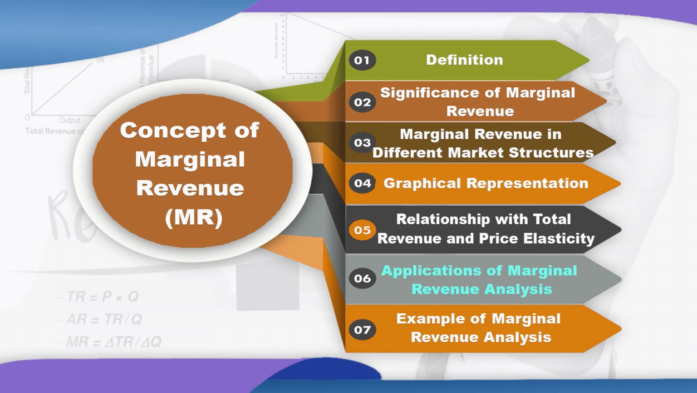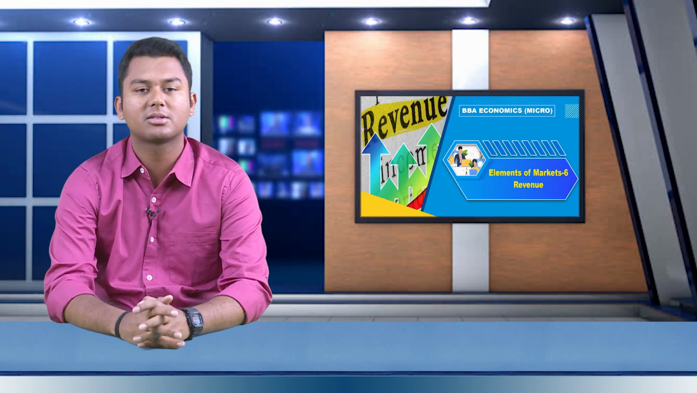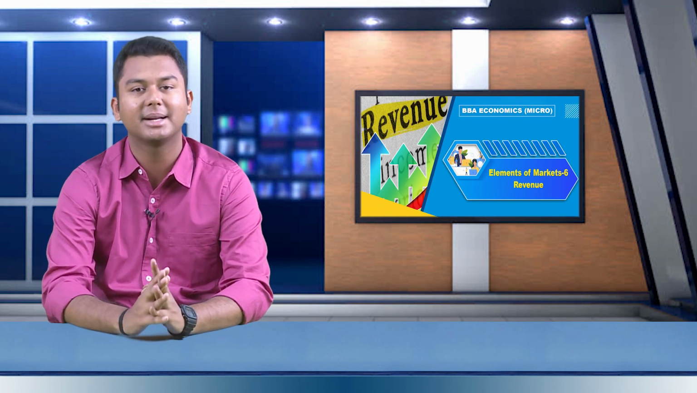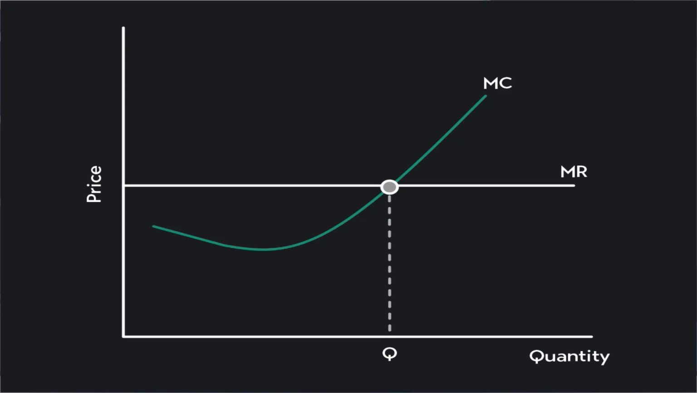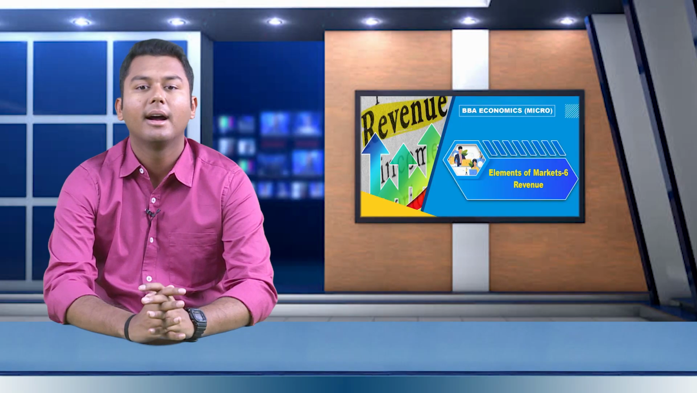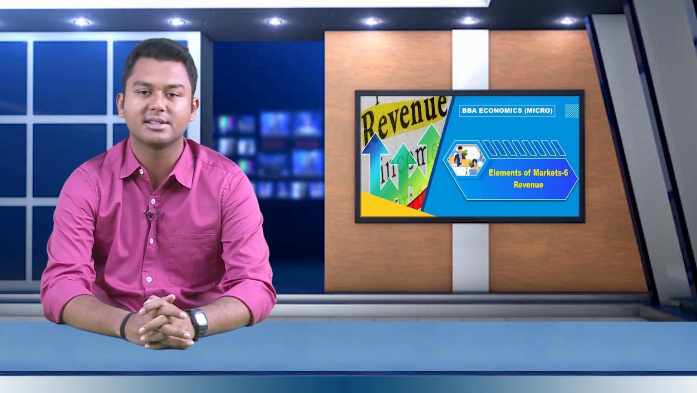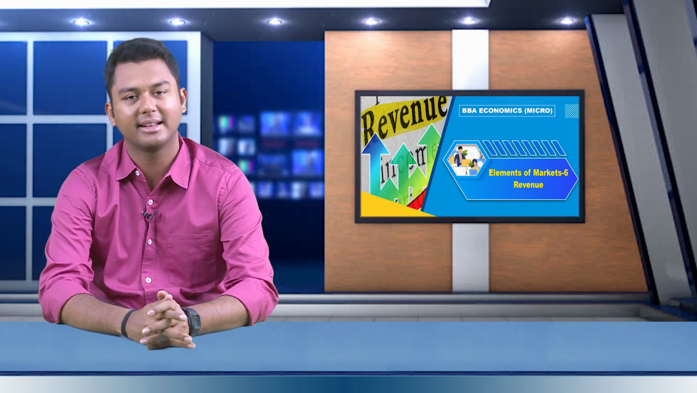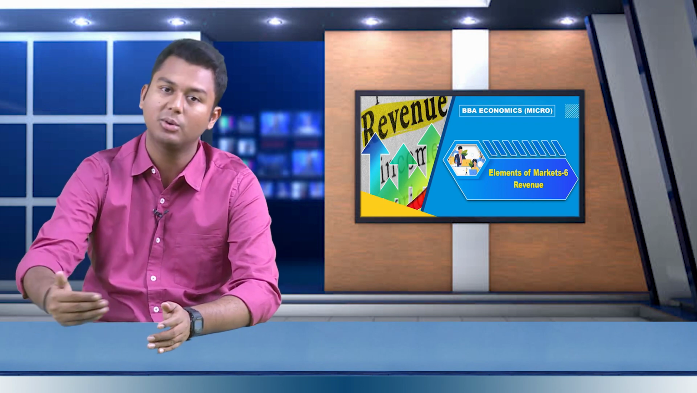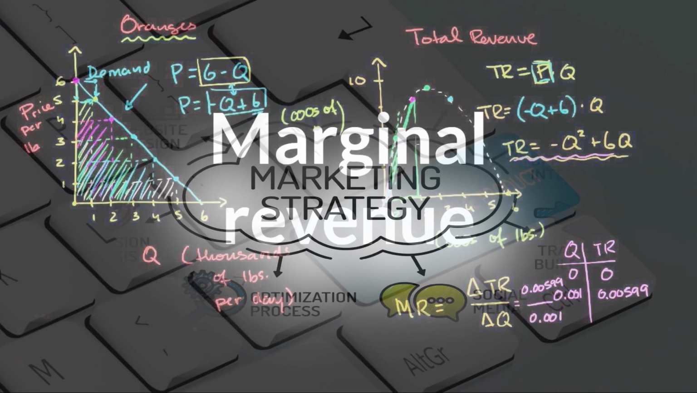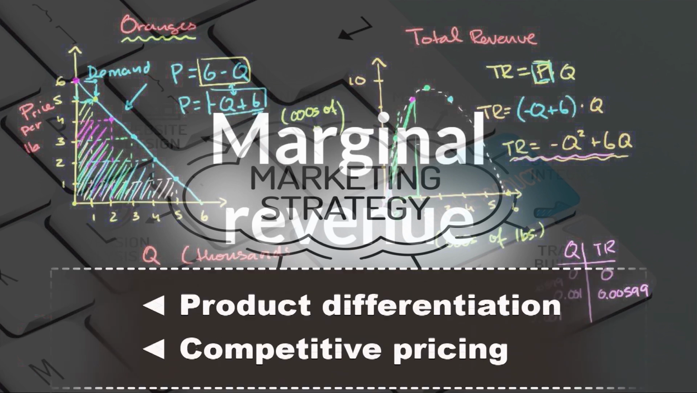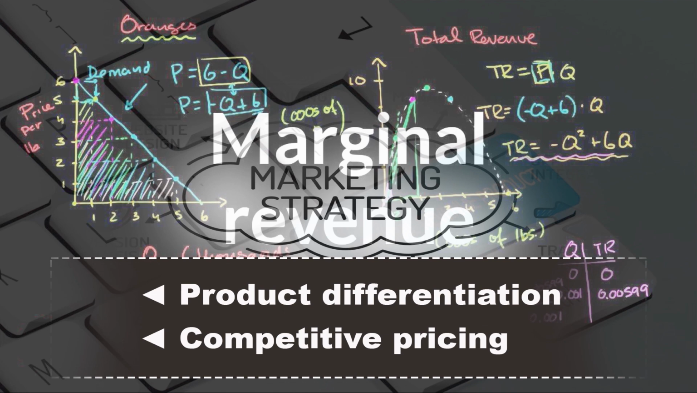If we look at the applications of marginal revenue analysis, firms use this concept to determine the profit maximizing level of output. The optimal output level is where MR equals marginal cost. Understanding MR helps firms make informed pricing decisions. For example, if MR is greater than MC, increasing production can lead to higher profits. Analyzing marginal revenue assists firms in developing market strategies such as product differentiation and competitive pricing.